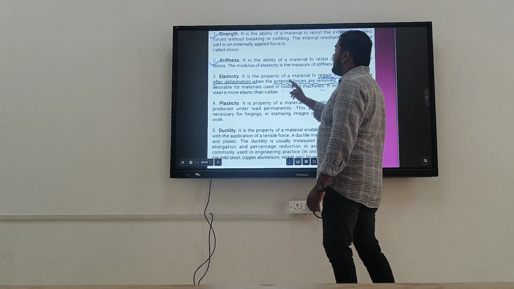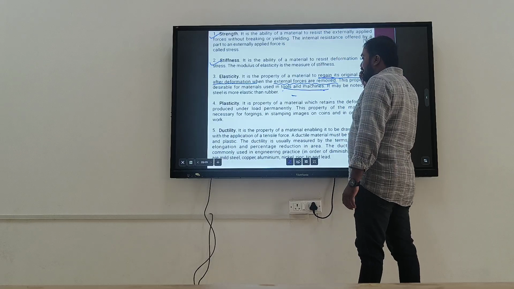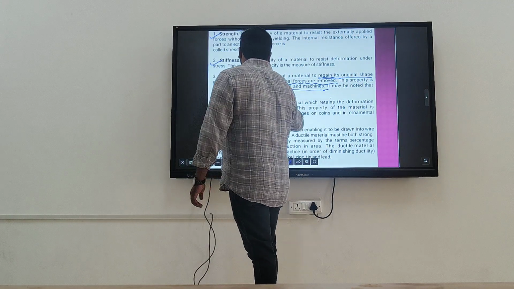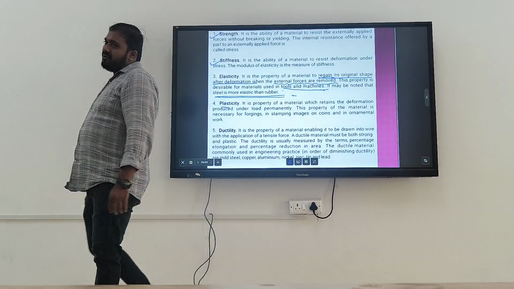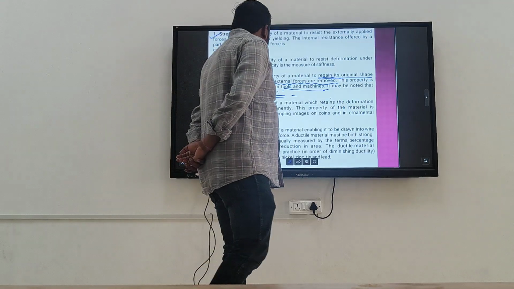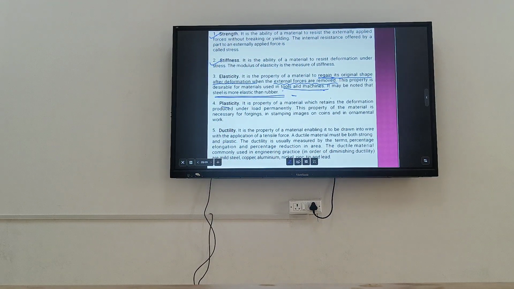This property is desirable for materials used in tools and machines. It may be noted that steel is more elastic than rubber. How is steel more elastic than rubber? Suppose we give steel a load. When you press it, it will elongate.